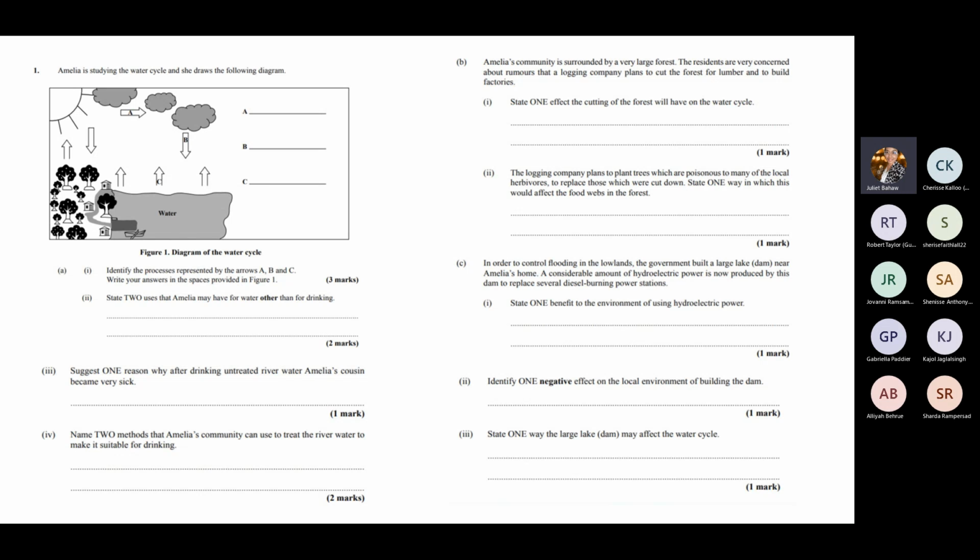So the negative effect of building the dam, remember, if you're building a dam, you're going to destroy a lot of natural habitats. You're going to remove a lot of marine or aquatic organisms out of their place, right? So that is, you could say, destruction of marine organisms' habitats. What else? Miss, deforestation. Deforestation, yeah.